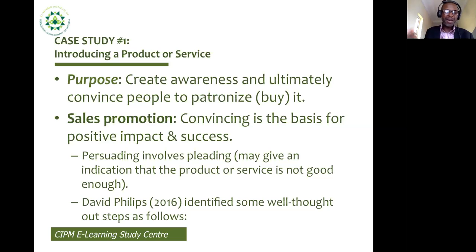So you must have facts. You must have not only the facts about the product, but what it will do for the audience. The facts about the product are called features. In sales promotions, when it comes to introducing a product or service, facts about the product are called features. While what it will do, how it will help the audience to solve a problem, is called benefits.